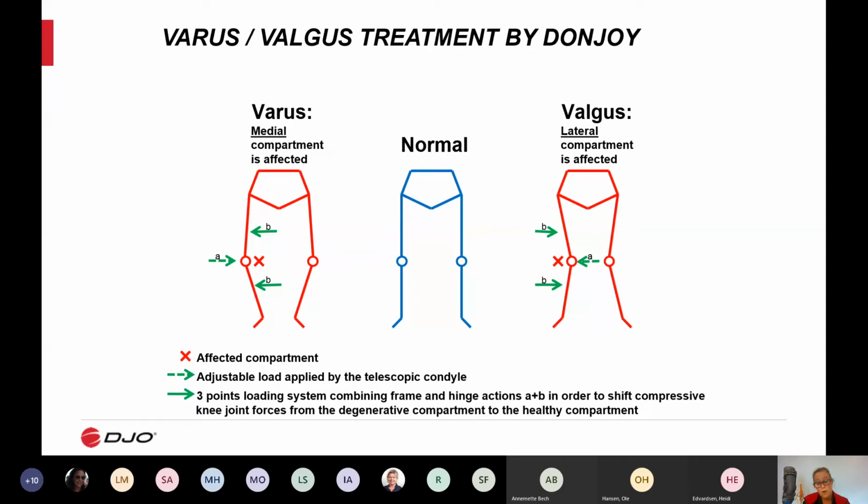So what our braces do is what we call the push effect. If you have, for example, a varus knee where the medial compartment is affected, we push from the lateral side to open the joint on the medial side, and vice versa when we have the valgus. And actually, I would like to show you a patient now.